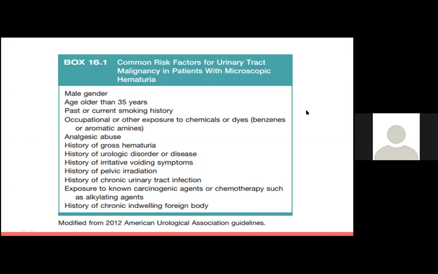For the common risk factors for urinary tract malignancy in patients with microscopic hematuria: male gender, age older than 35 years old, past or current smoking history, occupational or other exposure to chemicals or dyes, analgesic abuse, history of gross hematuria, urologic disorder, irritative voiding symptoms, pelvic irradiation, chronic urinary exposure to non-carcinogenic agents or chemotherapy such as alkylating agents, and history of chronic indwelling foreign body.